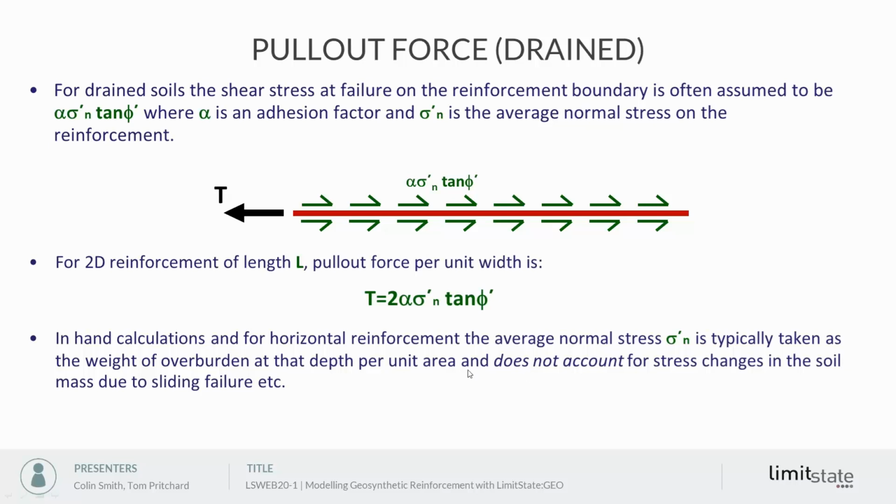Now, in hand calculations of horizontal reinforcement, the average normal stress is typically taken as the weight of overburden at depth per unit area, and doesn't account for any stress changes in the soil mass that are due to sliding failure. So there's an idealization in that type of conventional analysis.